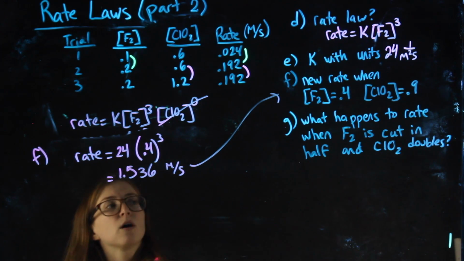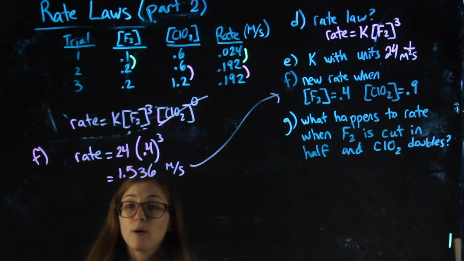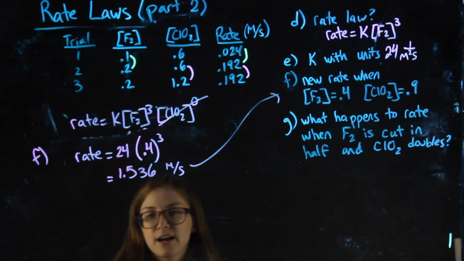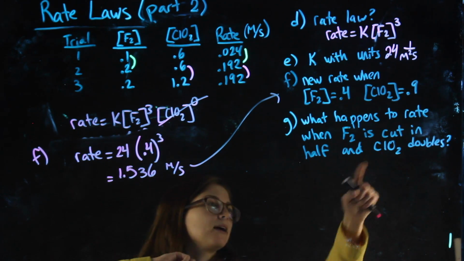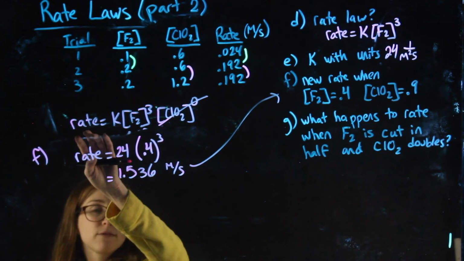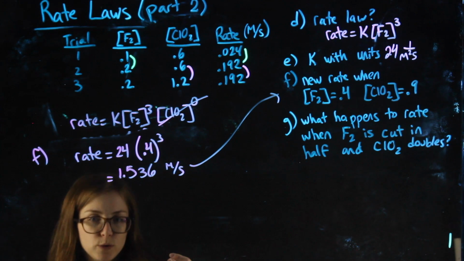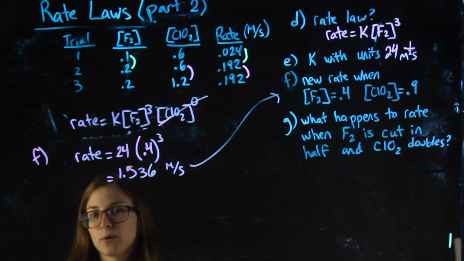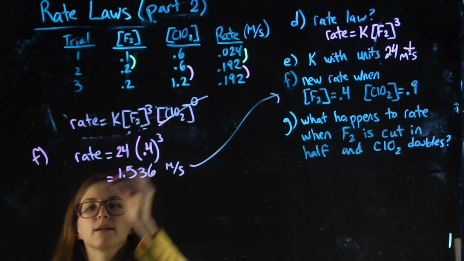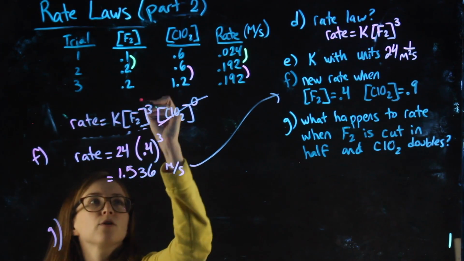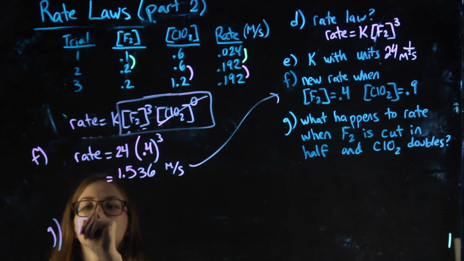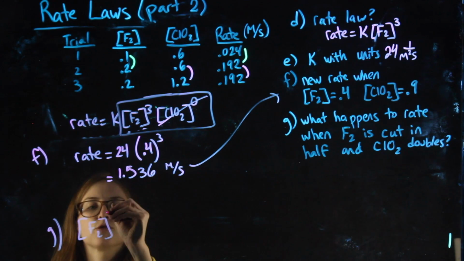For G, we're kind of talking hypothetically without any numbers. What would happen to the rate if I cut F2 in half? If I doubled CLO2? For those, since I'm not actually looking for a rate, I'm just looking for how much it would change. Would it get a lot bigger? Would it get a little smaller? Just focus in, for part G, on this part of your rate law, ignoring the rate and the K. So really we're looking at the order of each reactant.